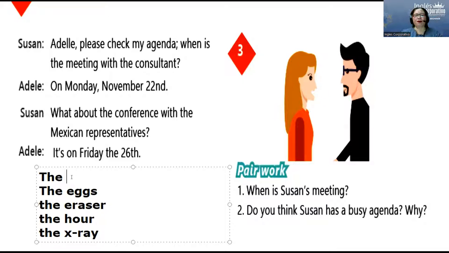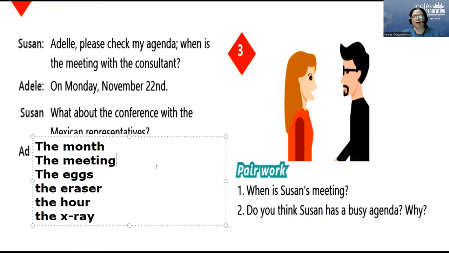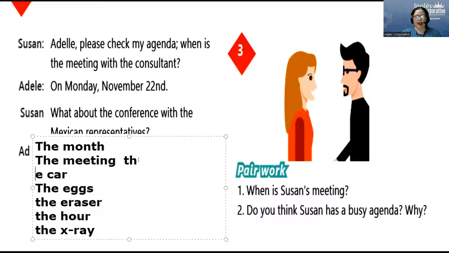For example, the month, okay? The month. It's not "da" nor "de", it's "the". Just like that, look, the month. Yes, the meeting, consonant sound, okay? Another specific thing, the car, right? The car. This one will be the umbrella, okay? The umbrella.